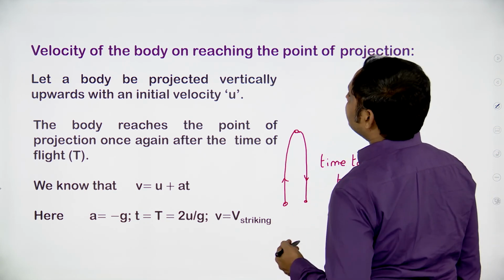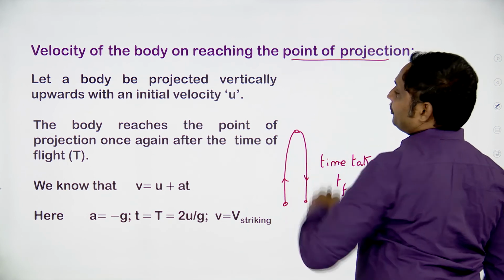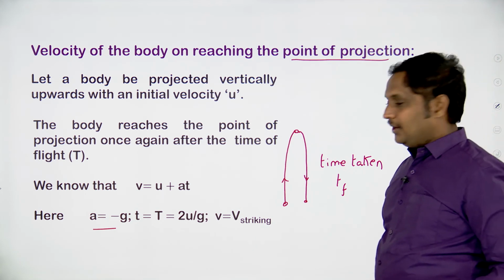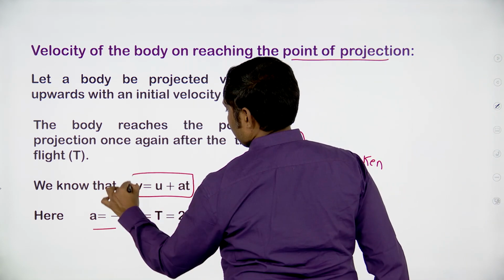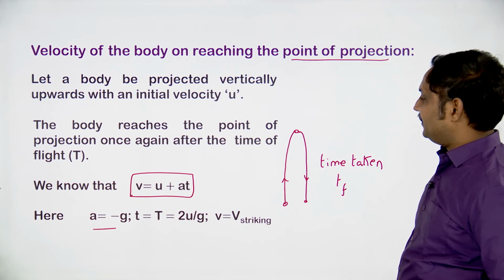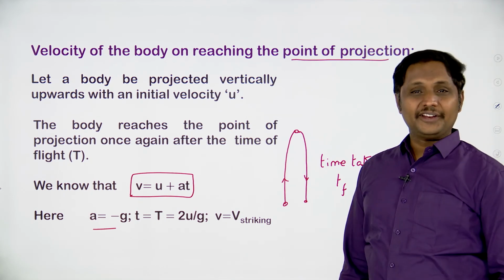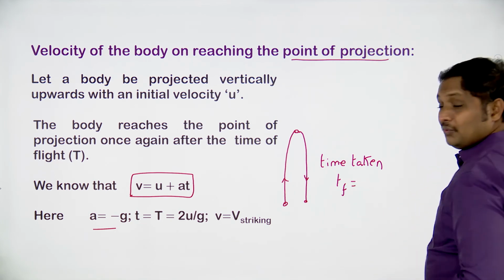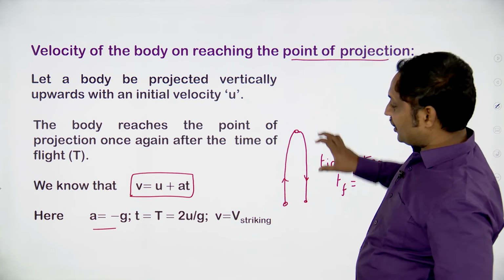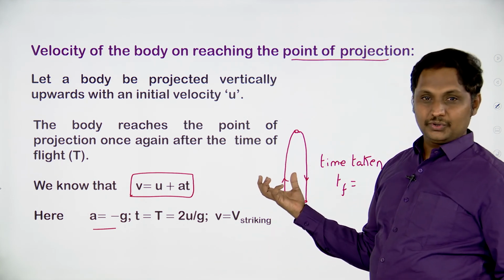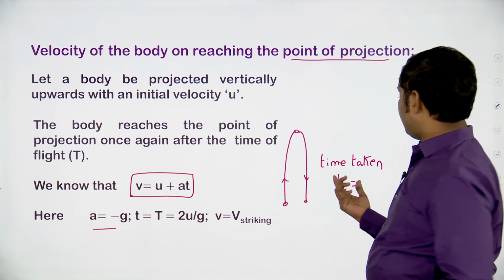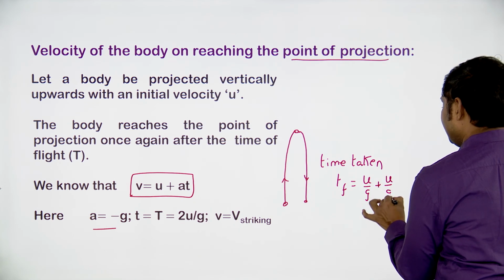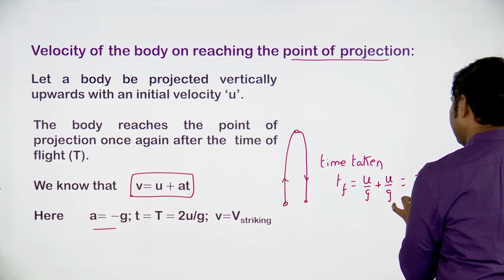Now for the body which is reaching the point of projection, we have to take a is equal to minus g. Now, v is equal to u plus at. And we know the time of flight, in the duration of its journey, TF is equal to u by g plus u by g, that is 2u by g. Already we have derived that.